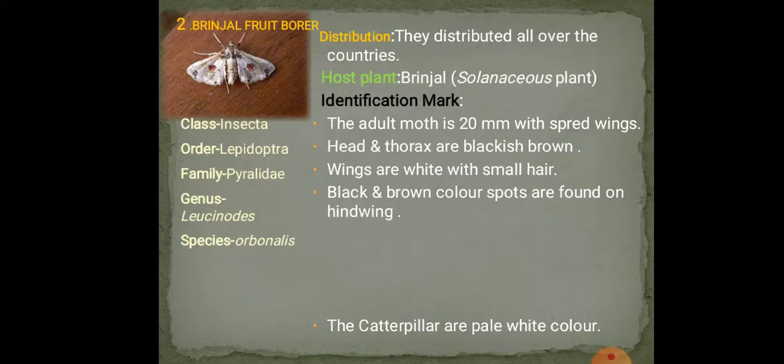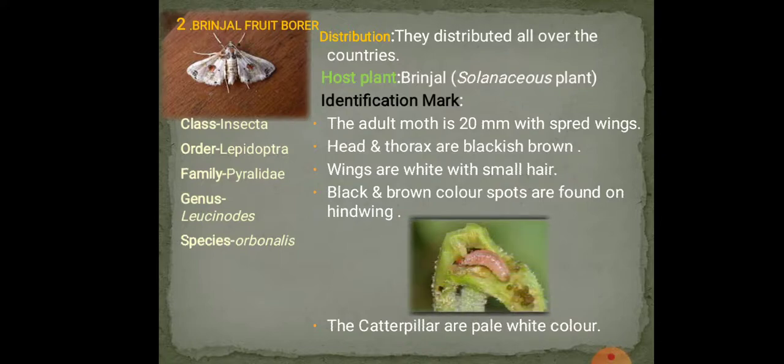The identification mark: the adult moth is 20 mm with spread wings. The head and thorax are blackish brown in color. The wings are white with small hairs, and black and brown colored spots are found on the hind wing. The caterpillars are pale white in color.